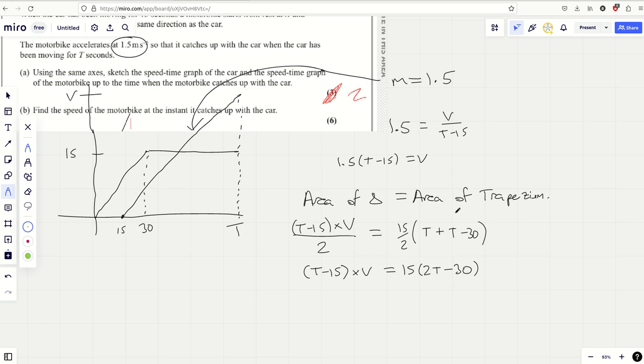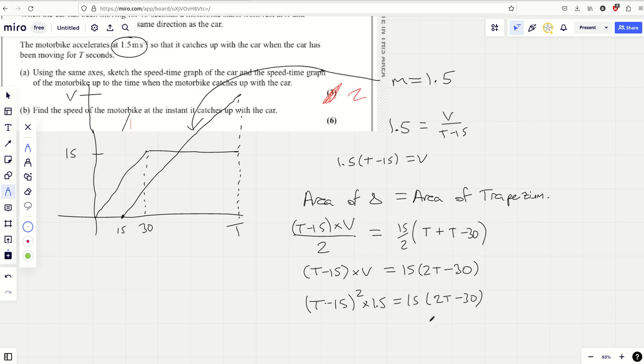Okay, cool. And then really I'm thinking, well, what do I want to get rid of? Ideally I want to get rid of the t's, but it might be easier to just plug this in here, find t, and then hence find v. I was thinking at first, because I need to find v here, should I get rid of t minus 15 by plugging it as v over 1.5? But then I've got to get rid of this t over here as well, so I'm not really up for that. I'm just going to plug this in here as t minus 15 times 1.5. So I'm going to have t minus 15 squared times 1.5 equals 15 times 2t minus 30.